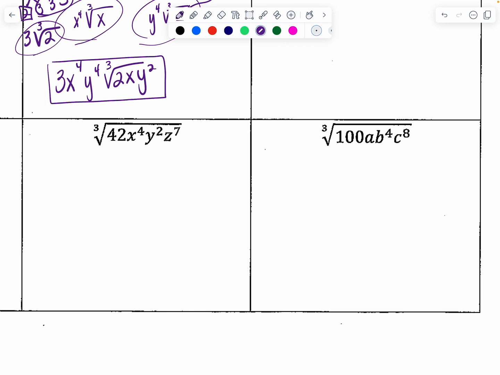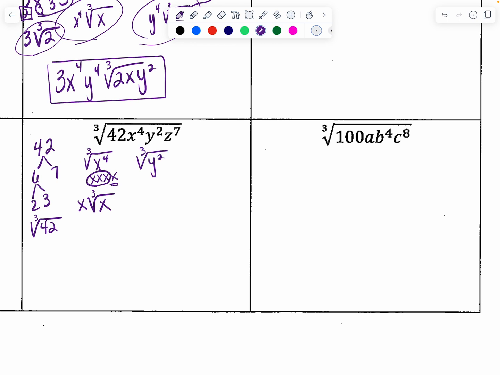All right, hopefully you've paused it, you've done the work, and now you're coming back. So 42, we have 6 and 7, 2 and 3. Now, notice I don't have 3 of a kind. So guess what? This is going to stay the cube root of 42. I can't simplify it. So then the cube root of x to the 4th. So you can think of it as 4 x's. I'm looking for a group of 3. So I have one group of 3, and I have 1 left over.